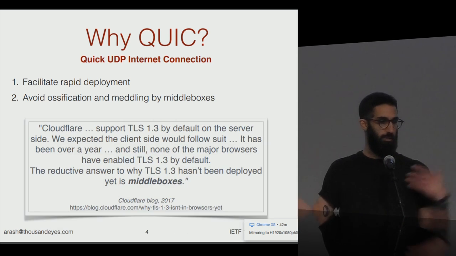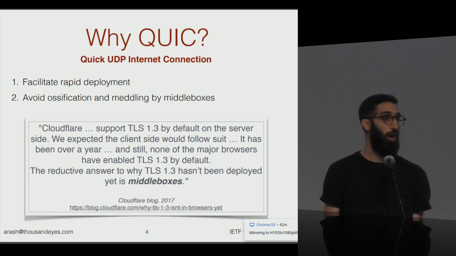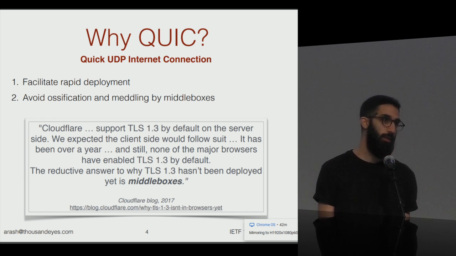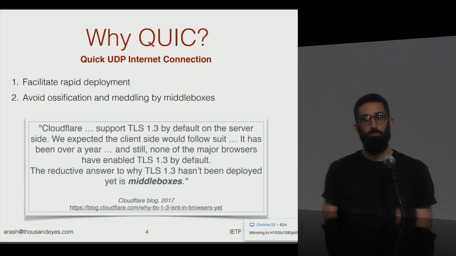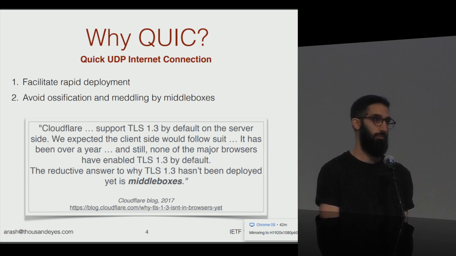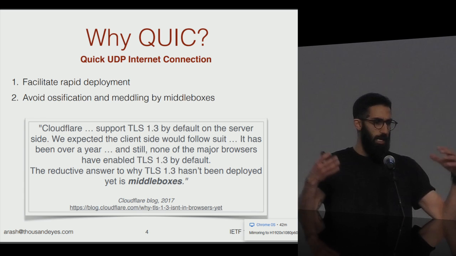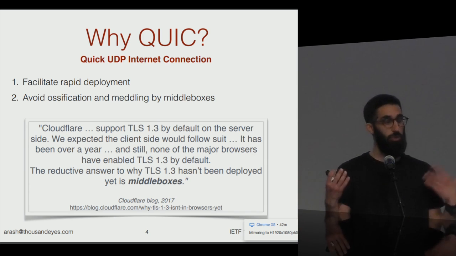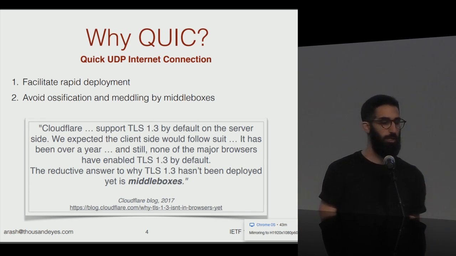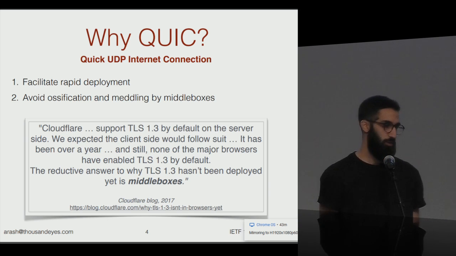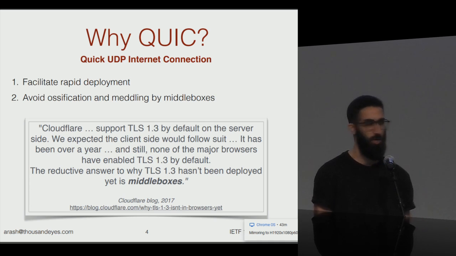Another example is taken from a Cloudflare blog post where they were basically saying we had TLS 1.3 enabled for a while, but no one was using it because the browsers were not supporting it, and they were not turning it on because middleboxes were breaking it. And to be fair, it wasn't just middleboxes. There were other issues that prevented TLS 1.3 from being deployed at scale, but middleboxes were not helping. TCP Fast Open is another example that a lot of folks believed never got deployed at scale because of middleboxes, and the list goes on.